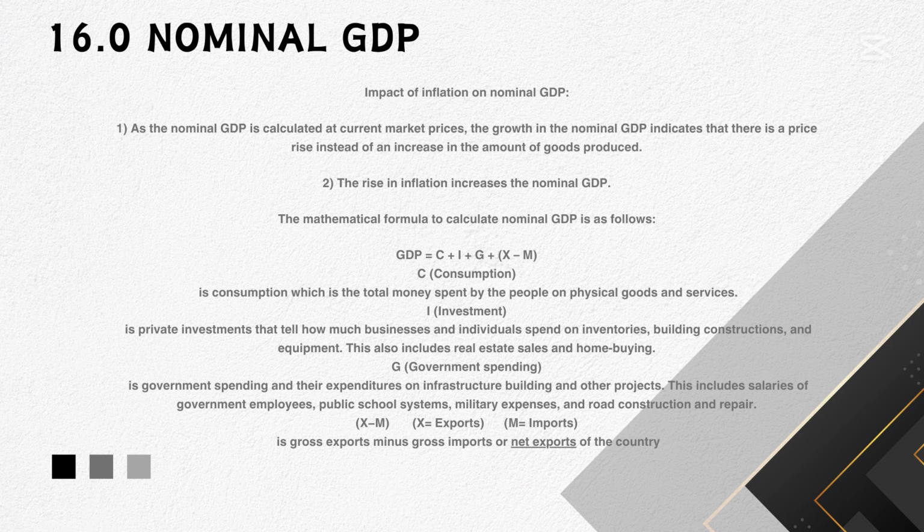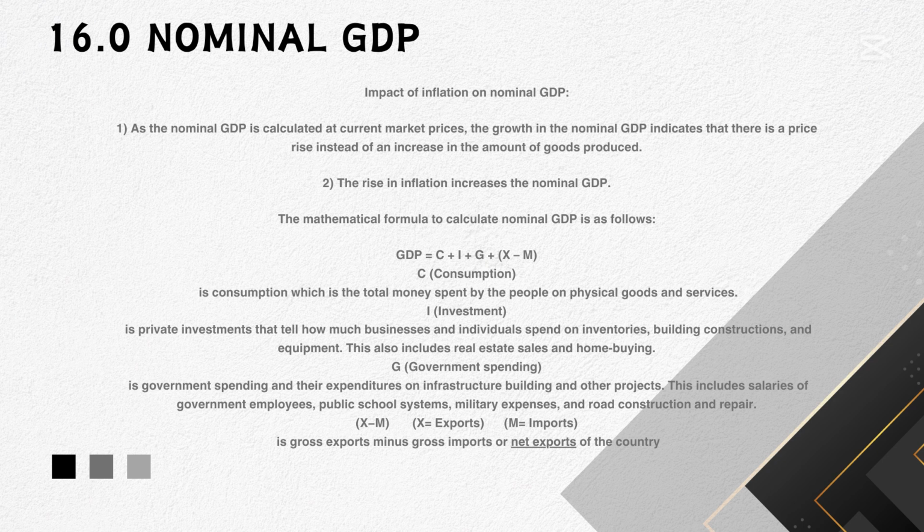The mathematical formula to calculate nominal GDP is as follows: GDP equals C. What is C? C, for consumption, is the total money spent by people on physical goods and services. Plus I. What is I? I is investment. It's private investment that tells how much businesses and individuals spend on inventory, building, construction, and equipment. This also includes real estate sales and home buying.